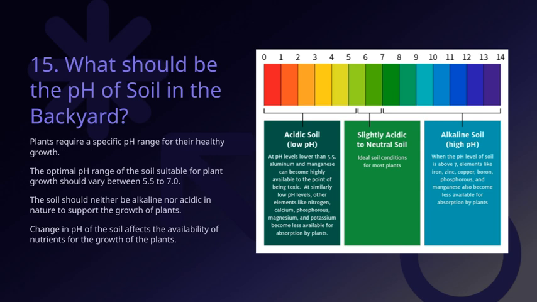So when we ask, what should be the pH of soil in the backyard? The answer is, it should be maintained within this optimal range to support healthy, vigorous plants. Proper soil ensures your garden remains lush and productive.